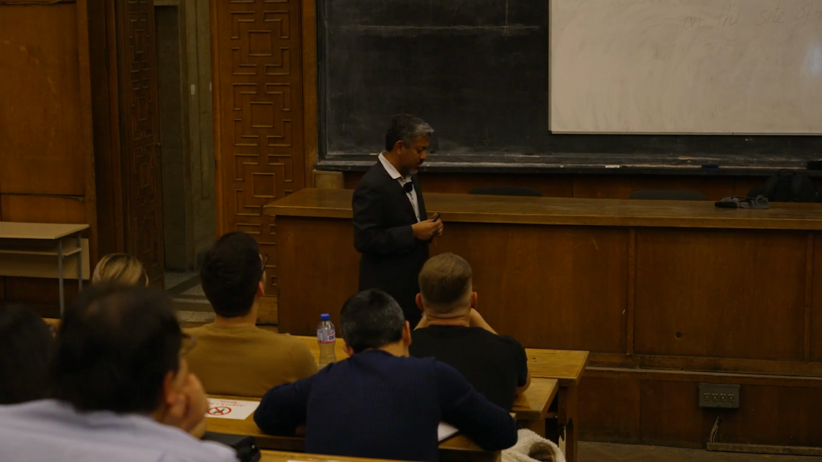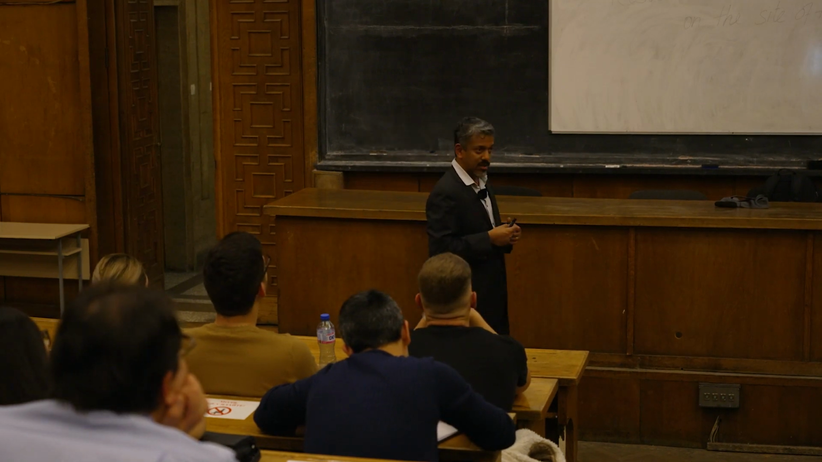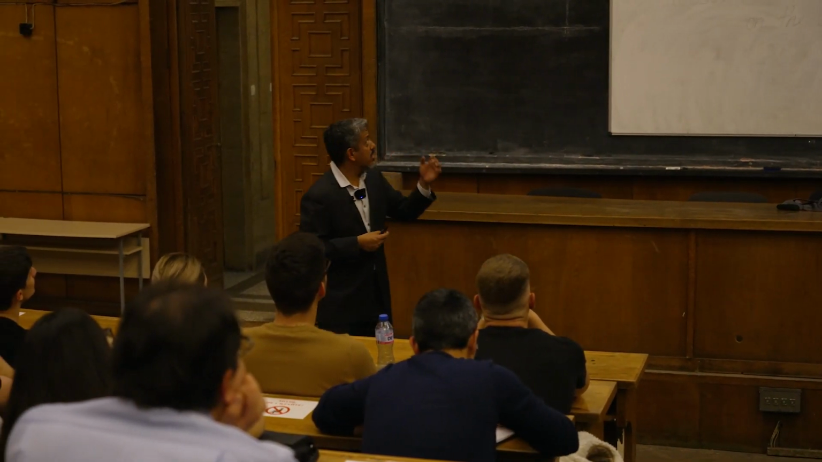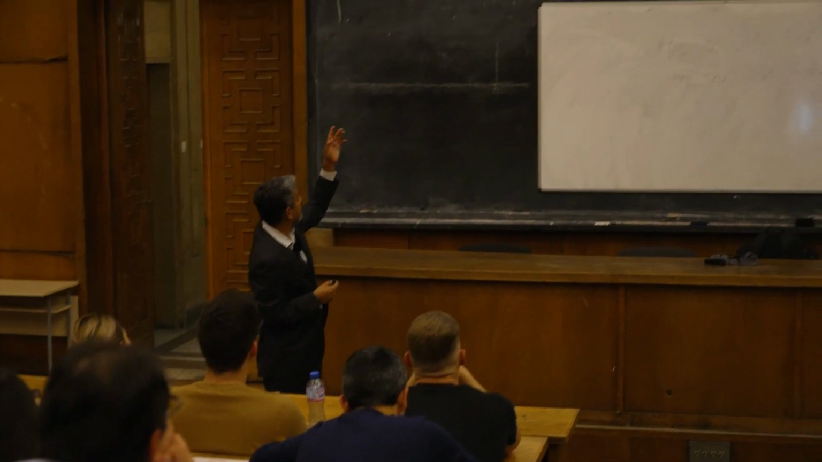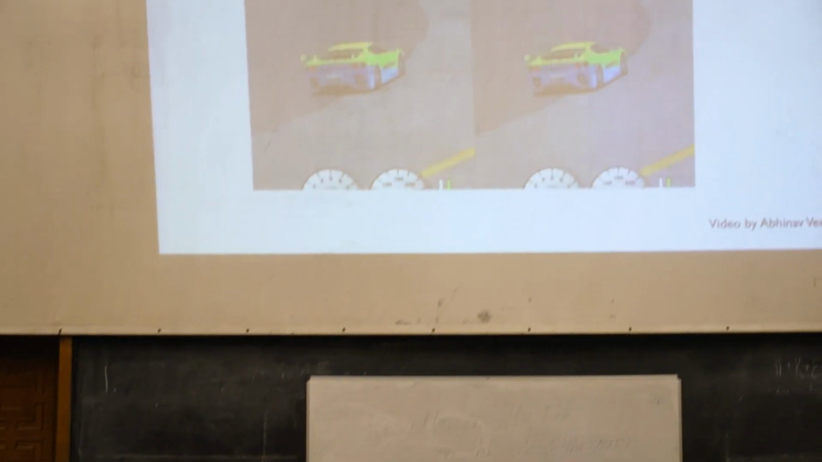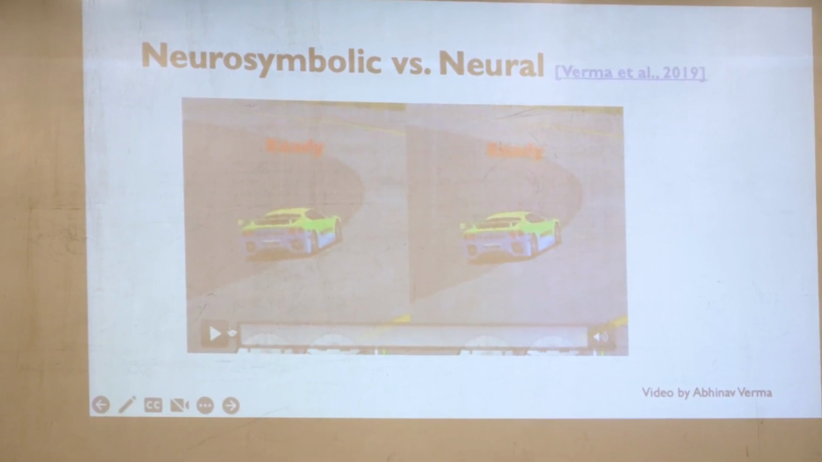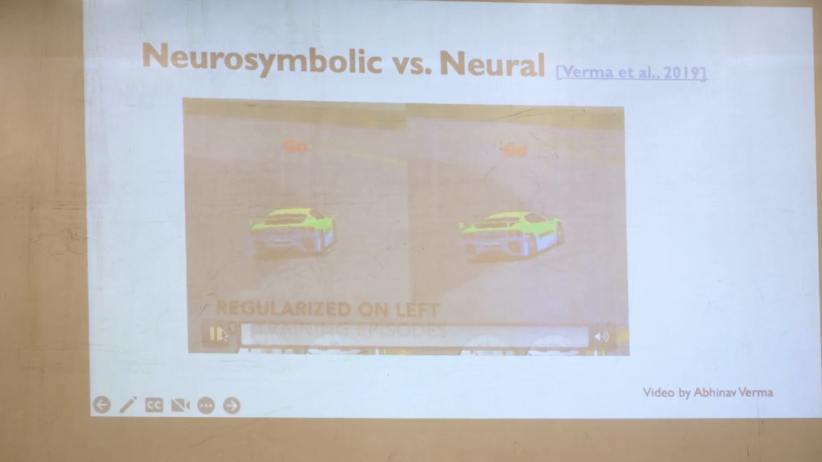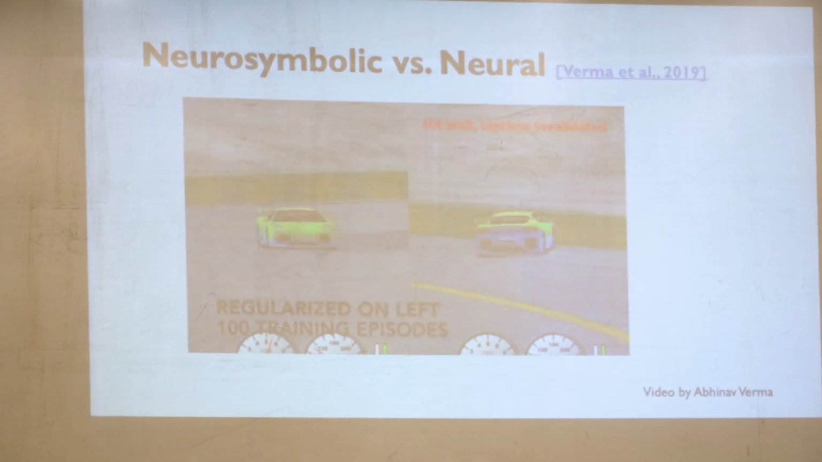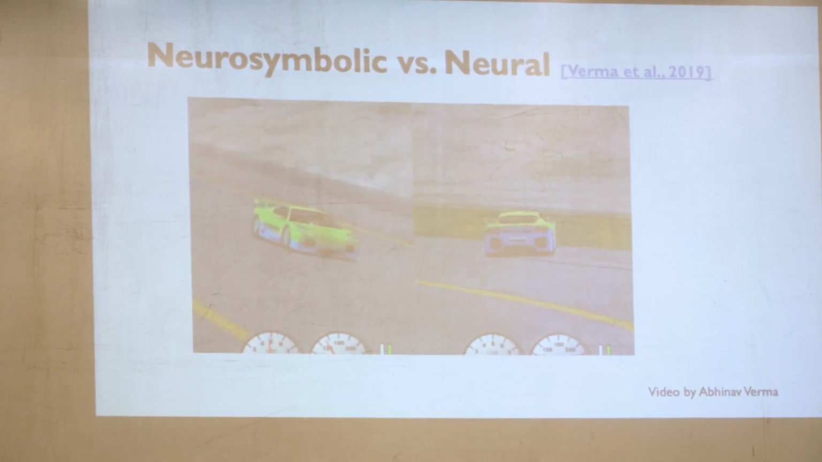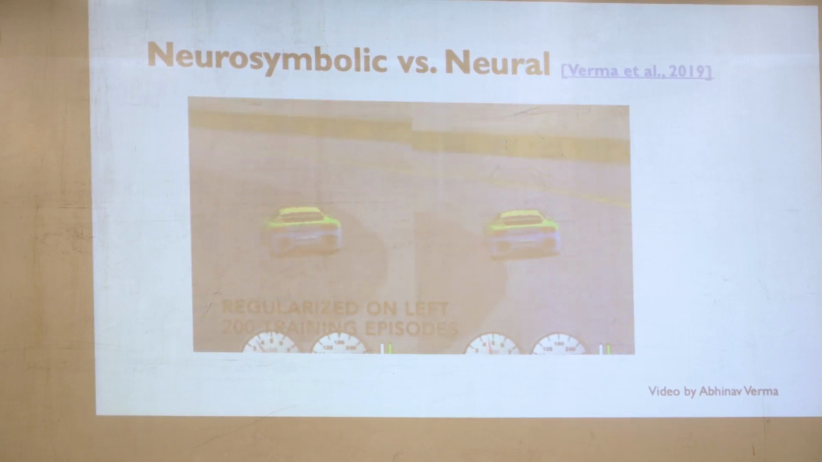So here's an example of what this idea looks like in practice. If you look at this video, on the left-hand side, you have a neurosymbolic, mixed car, and on the right-hand side, you have a car that is entirely driven by a neural network.